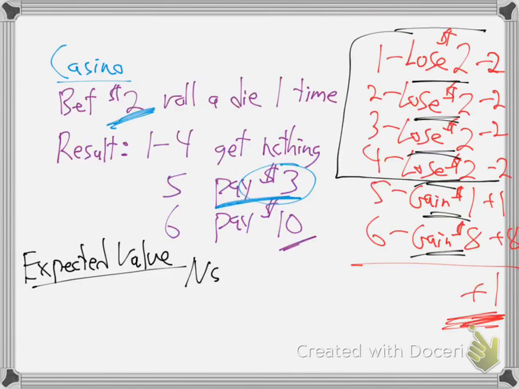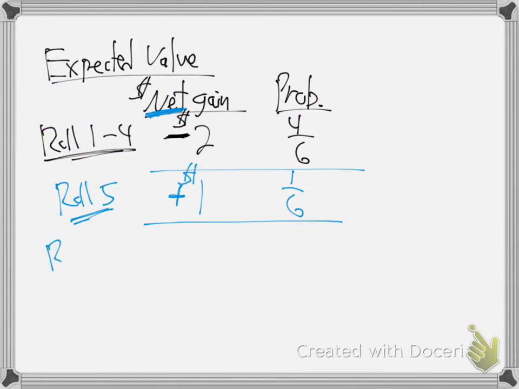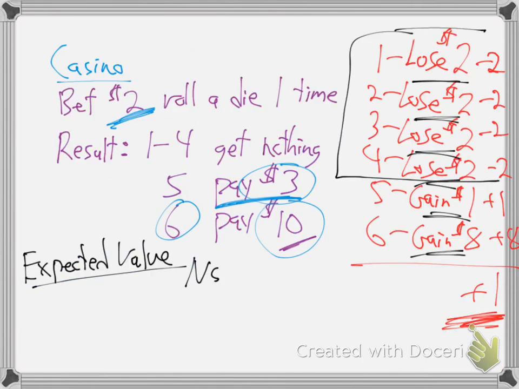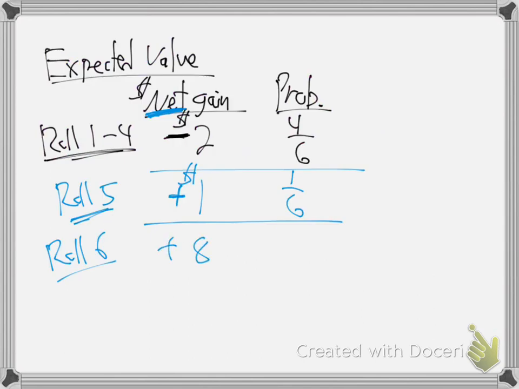And finally, if you roll a 6, they'll pay you $10. So if you roll a 6, what's the net gain to your bank account? They're going to pay you 10, but you paid 2 to play the game. So you made $8. And what's the chance you're going to roll a 6? 1 out of 6.